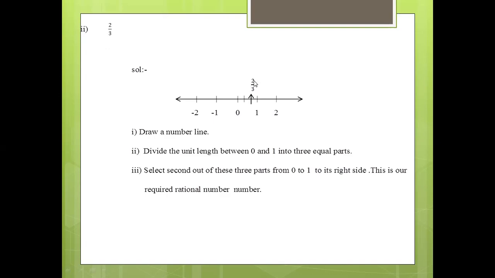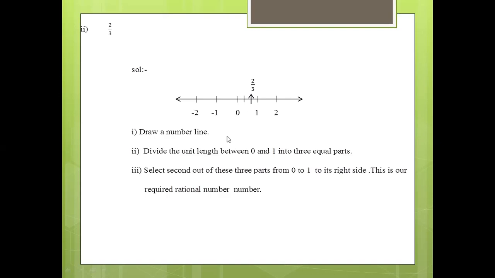The numerator is what? 2. So it means that you have to choose the second part. Select the second out of these 3 parts from 0 to 1 to its right side. Why its right side? Because this is a positive number. So first 1, 2, because the numerator is 2. So 2 by 3, this is our required rational number 2 by 3.